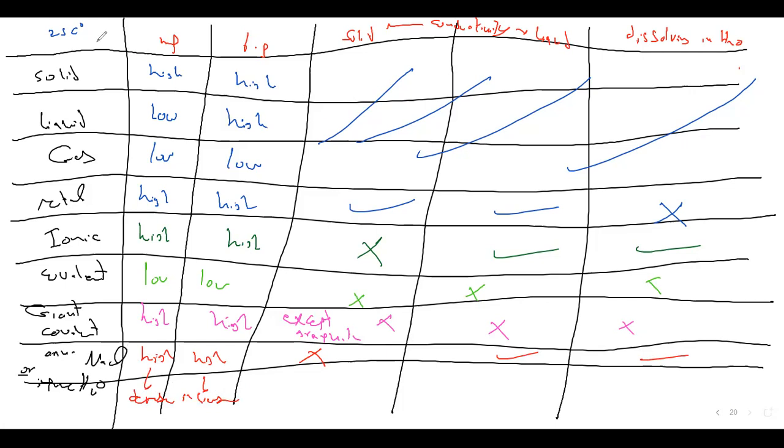So the difference between solid, liquid, and gas is only by the melting and boiling. Metal: high melting and high boiling, conducts through solid, conducts through liquid, but doesn't dissolve. Ionic: high melting, high boiling, doesn't conduct through solid, conducts through liquid, and dissolves. Covalent: low melting, low boiling, doesn't conduct and doesn't dissolve. Giant covalent: high melting and high boiling, doesn't conduct and doesn't dissolve except graphite.